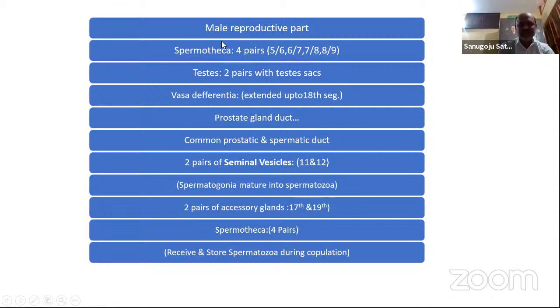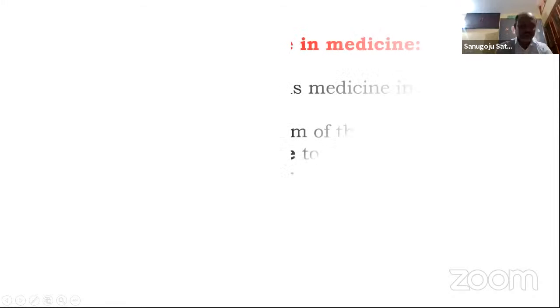Male reproductive part: there are spermathecae, 4 pairs present. Testes, 2 pairs with testis sacs. Vasa differentia extended up to the 18th segment. Prostate gland, and common prostatic and spermatic duct is there. Seminal vesicles are there, with spermatogonia and spermatozoa. 2 pairs of accessory glands in the 17th and 19th segments. Spermathecae, 4 pairs are present. They receive and store the spermatozoa.